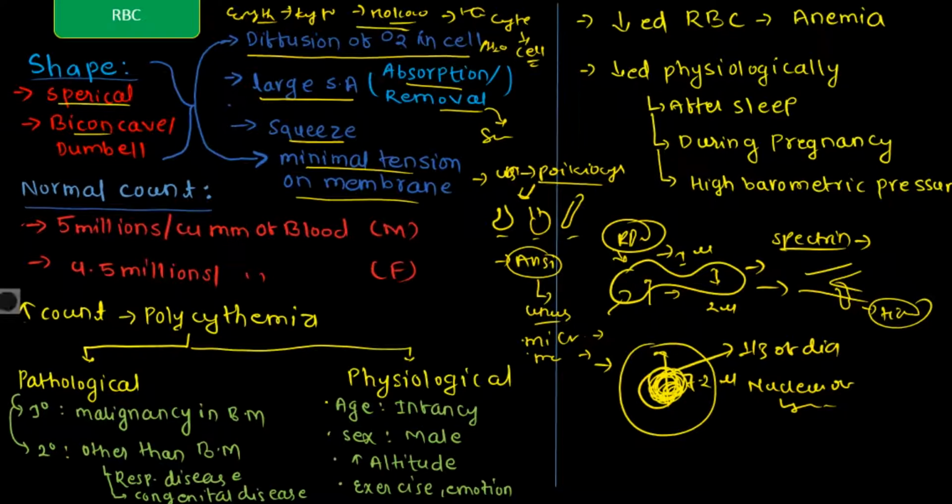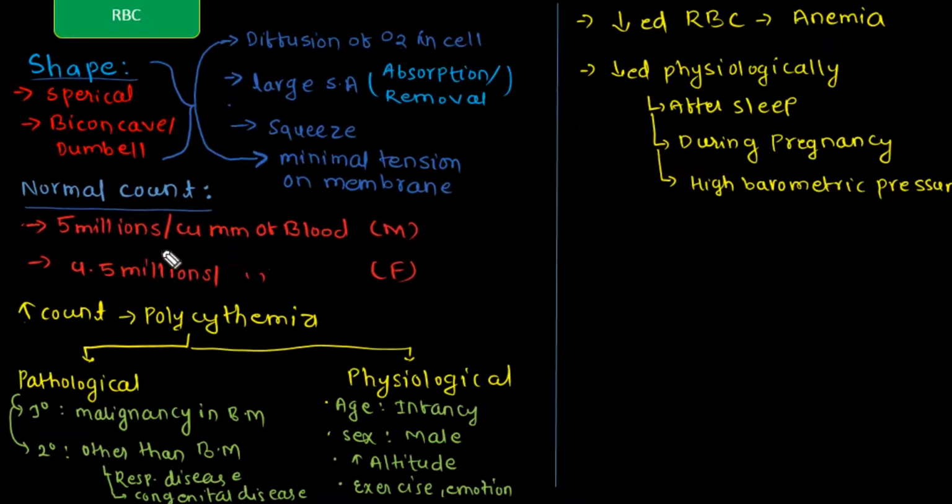Now let us talk about the count of the RBC. The normal count of RBC is around 5 million per cubic mm of blood in males, whereas 4.5 million per cubic mm of blood in females. Females have slightly fewer RBCs, and we will see it in the ongoing duration. If there is a normal count, then there can be an increased count or a decreased count. An increased count is called polycythemia, whereas a decreased count is called anemia, that is, reduced effective circulating red blood cell mass.